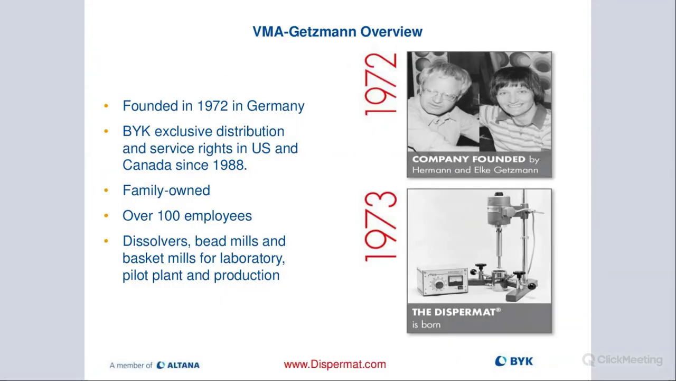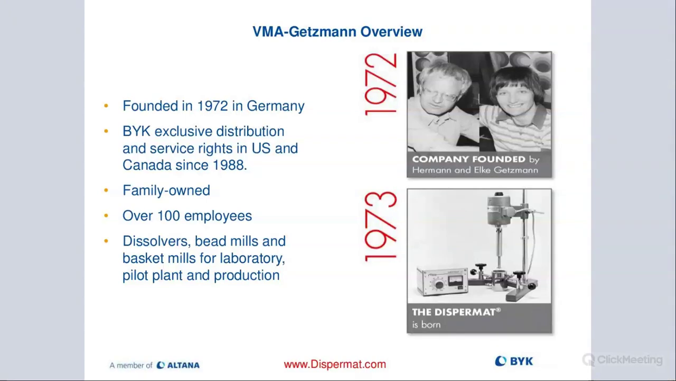Okay, so VMA is the company that makes the Dispermat. They were founded in 1972. They're still around. Herman still comes and visits the office about once a week. Bick Gardner has had a really good relationship with VMA dating back all the way to 1988. That's when we became the exclusive distributor for the VMA Getsman product line in the US and Canada.